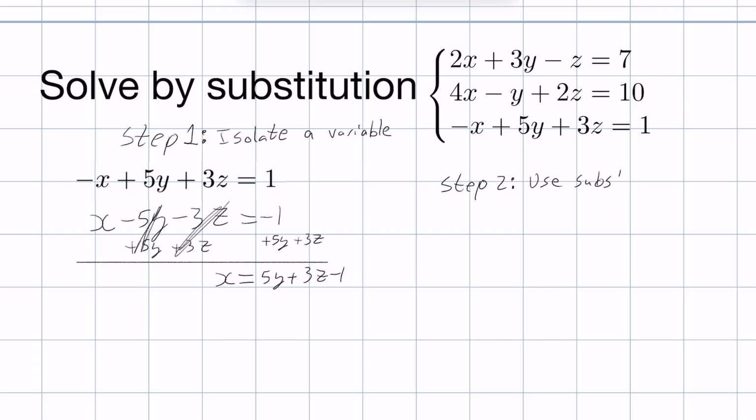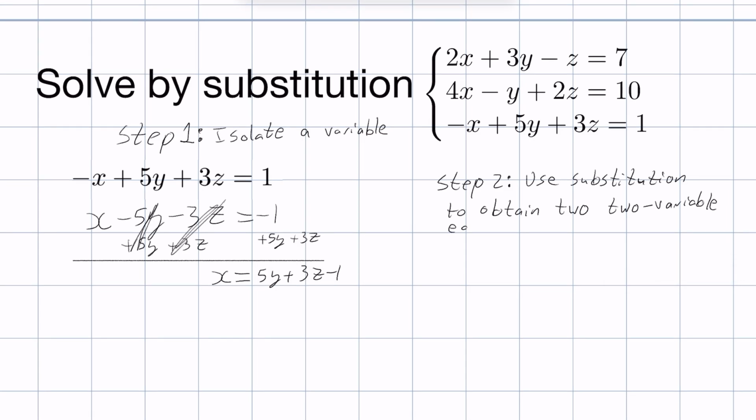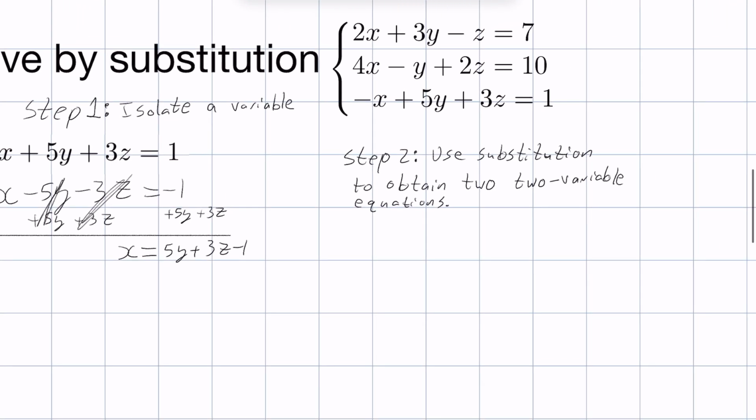Isolate a variable. Step 2: use substitution to obtain two variable equations. So here's what I mean by that. We're going to take what we just found, x is equal to 5y plus 3z minus 1. And we're going to note we already used this bottom equation here. So that's out. We're not going to use that one. Already taken care of. So we're going to use the top two.